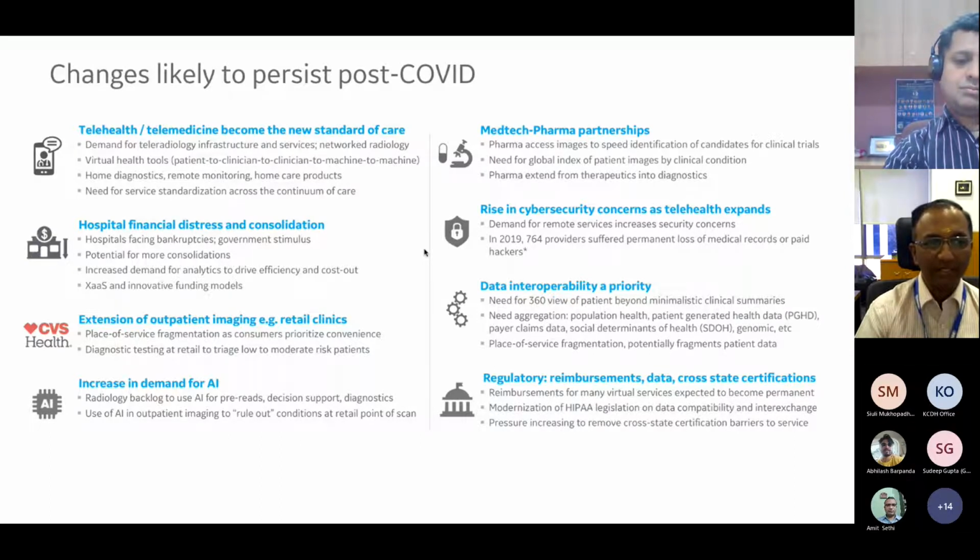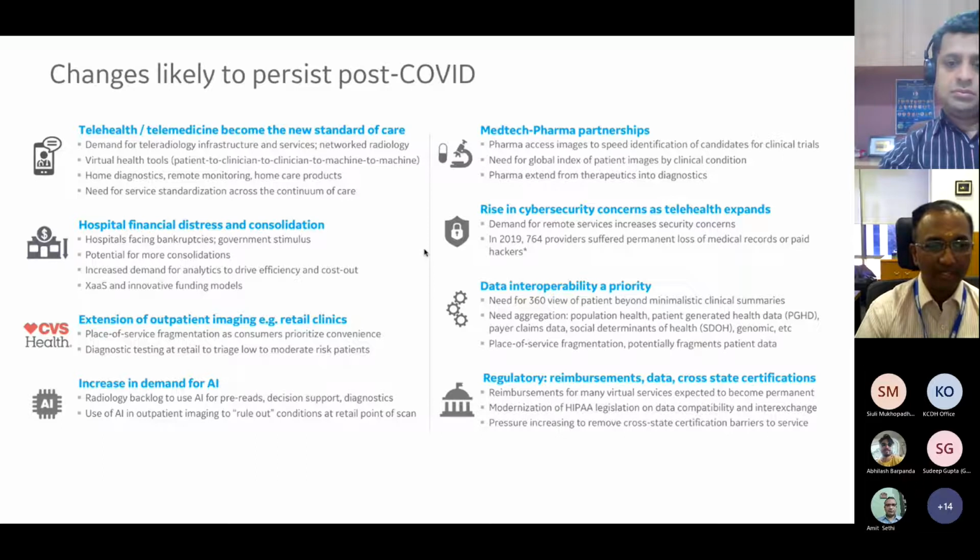Second, we are seeing hospitals' financial distress and consolidation. It happened in the last couple of years. It's going to continue in the next few years as well, right? Hospitals are facing significant financial stress today because of multiple things, right? Because the hospitals traditionally are running with low margins. So we are going to see a significant amount of hospitals getting consolidated over the years to come, right? That's going to become the norm.